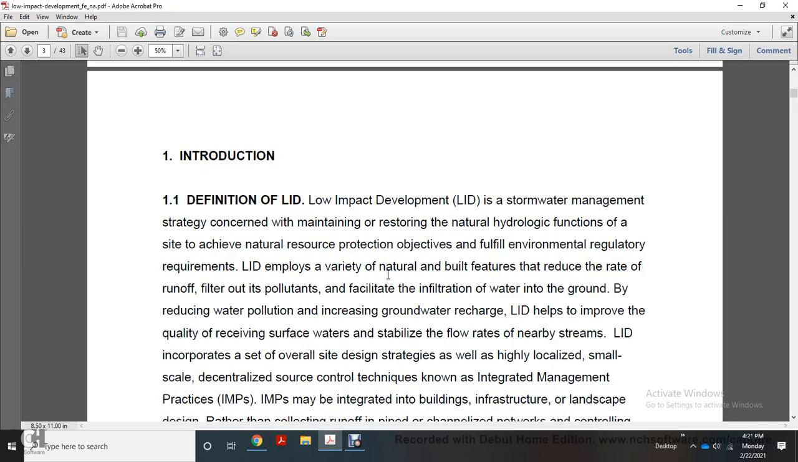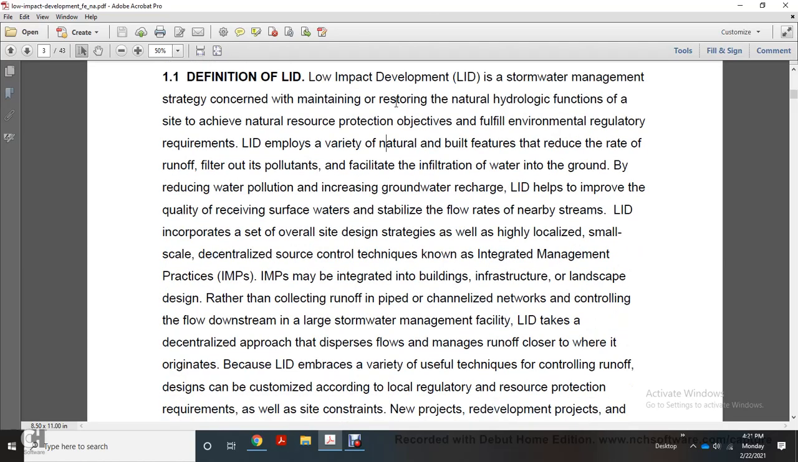Low-impact development incorporates overall site-driven design strategies as well as highly localized, small-scale, decentralized source control techniques known as integrated management practices. Integrated management practices may be integrated with the building, infrastructure, and landscape design, rather than collecting runoff in pipes with a canalized network and controlling flow downstream. Unlike large stormwater management facilities, low impact development takes a decentralized approach, dispersing flows and managing runoff closer to where it originates. Low impact development embraces a variety of useful techniques for controlling runoff.